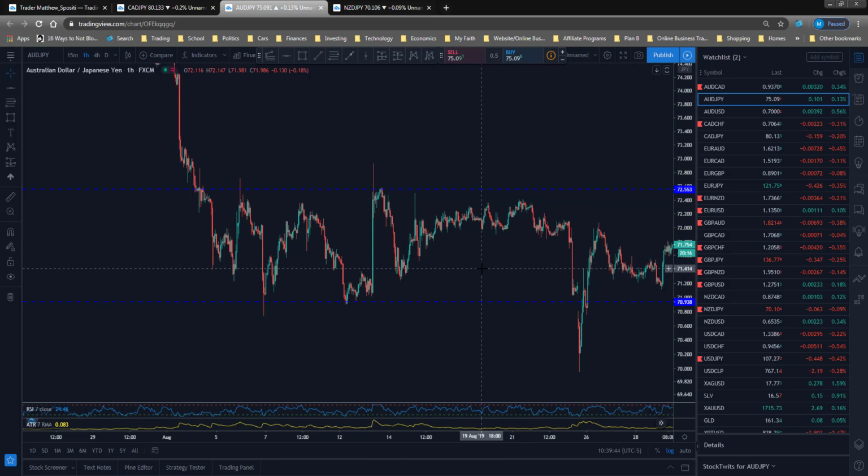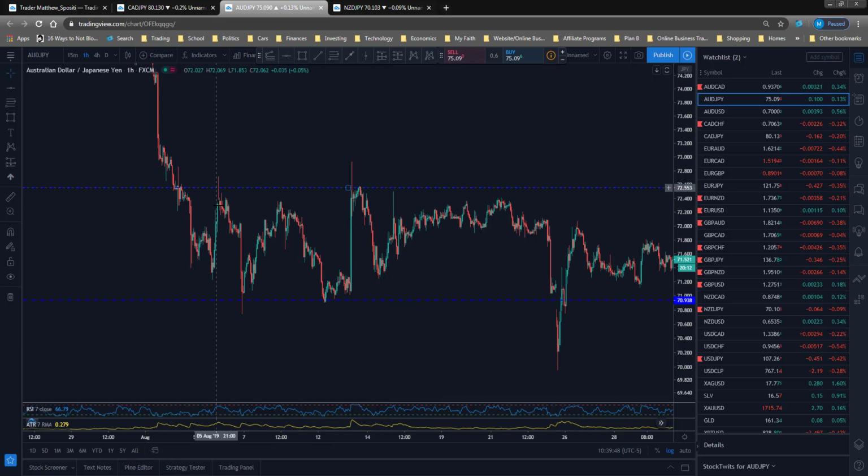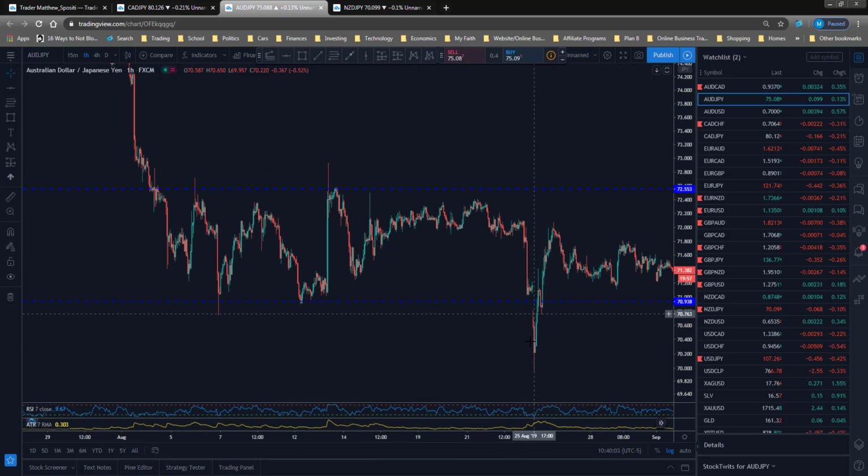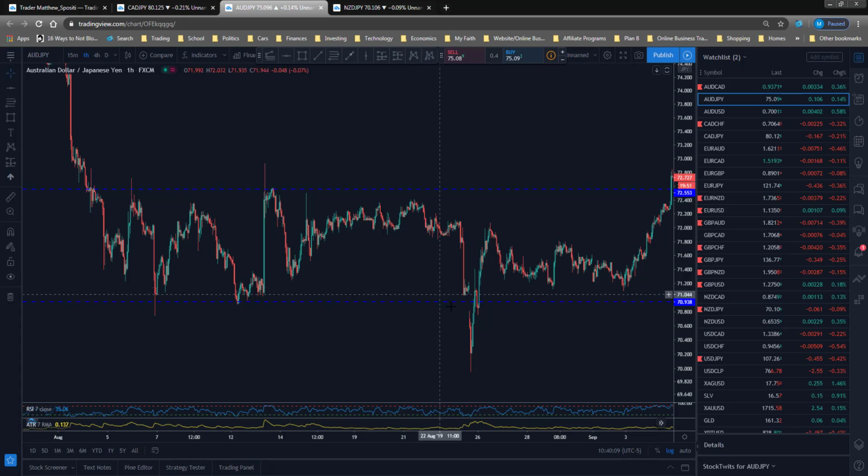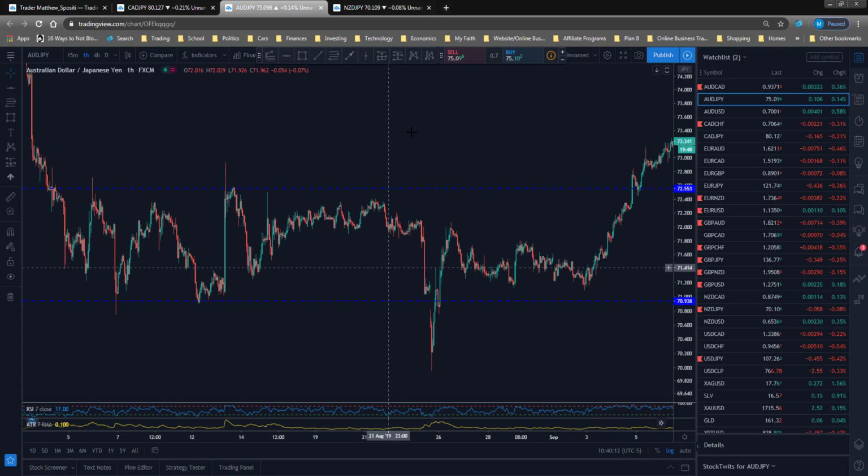But this is how you identify structured consolidation. You see how we're not really making new structure highs or new structure lows. We're just getting rejected and finding support on the same resistance level and the same support level. And while you may have a false breakout here from time to time, ultimately the market is respecting these two price levels. Okay, and the same can be said for here.